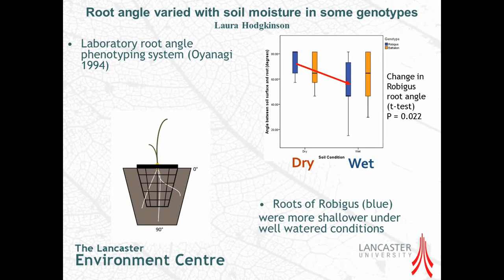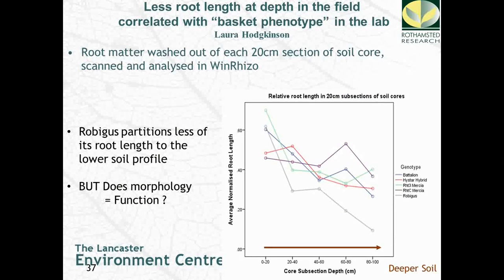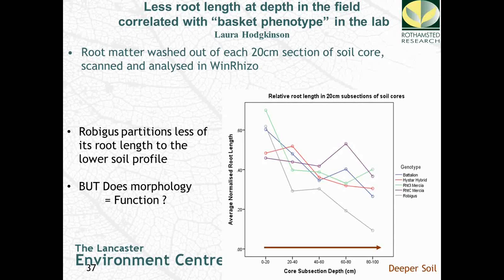Now, what the mechanism of this response is, we're not completely certain of. But this does seem to have some kind of impact in terms of its root length distribution within the field. So if we look at the root length as you go down the soil profile, Robigus puts much fewer of its roots deeper within the soil profile under our soil conditions.